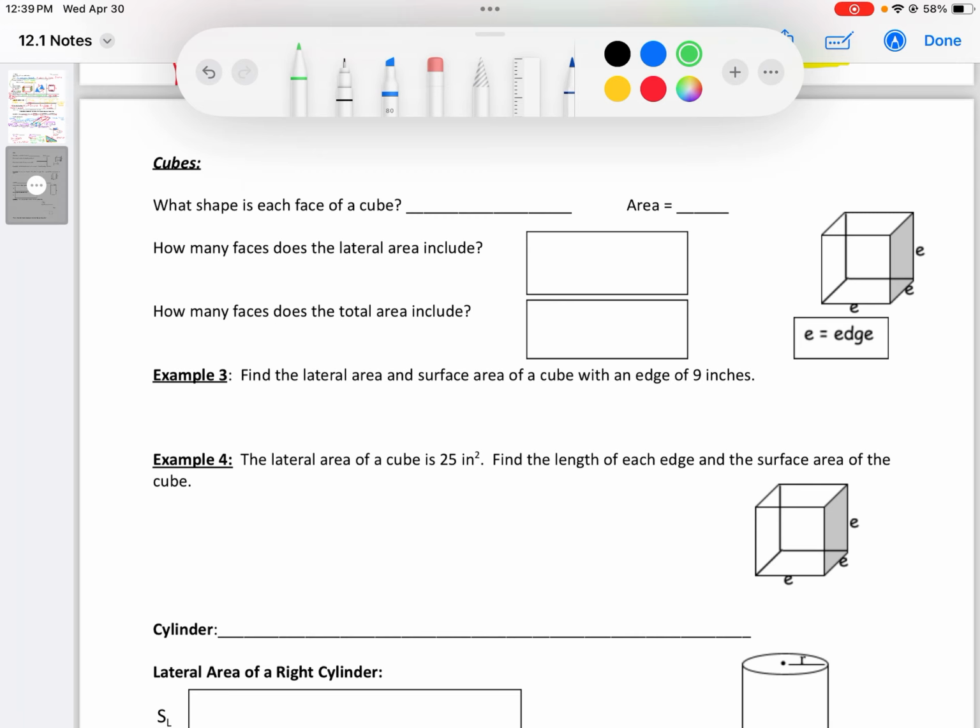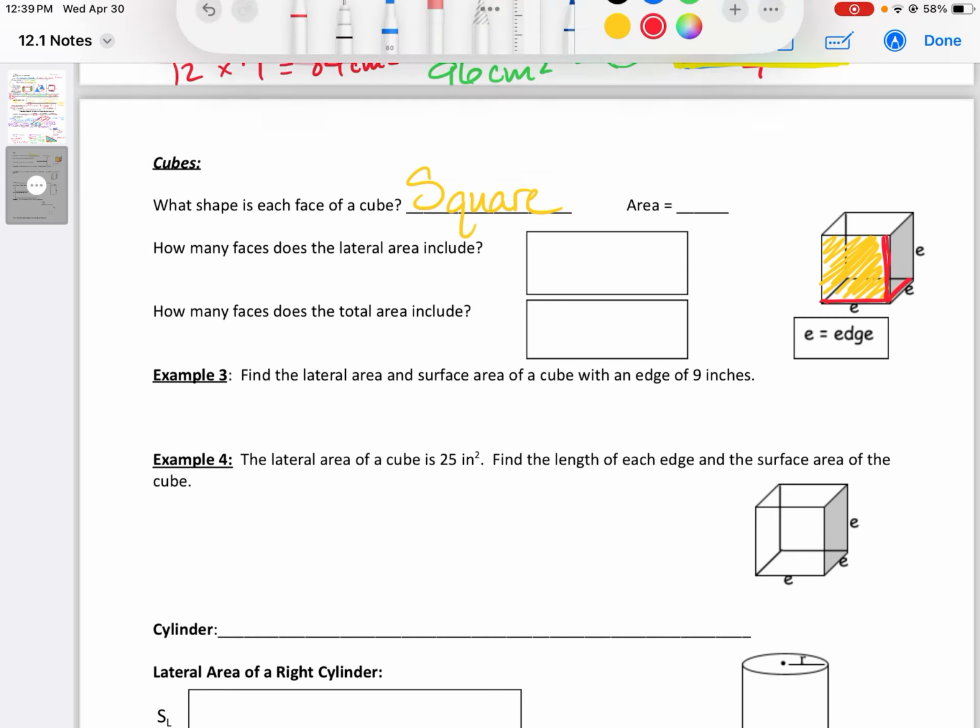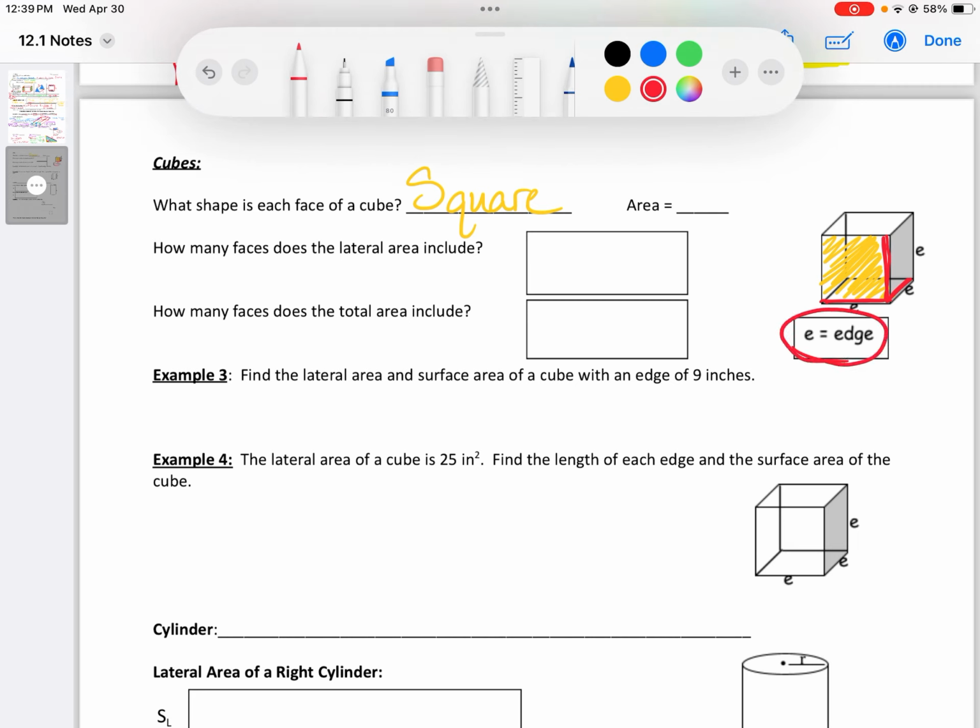Moving on to cubes. What is the shape of each face of a cube? Each face of a cube, like I'm coloring in right now in yellow, is a square. Each face is a square. So since each face is a square, that means all of their sides are the same. And since all their sides are the same, that is what we're going to call an edge value, okay? Because all these edges are the same. Since all the sides of the square are the same, all the edges are the same.